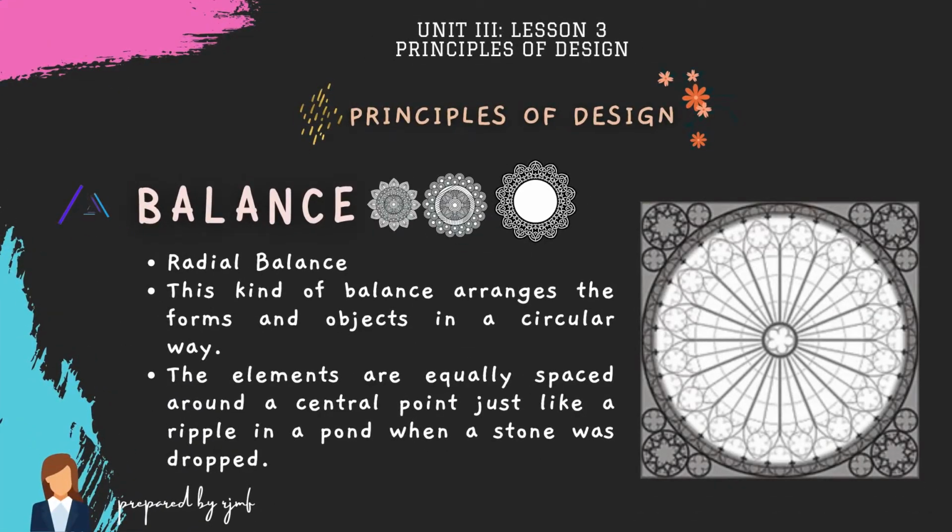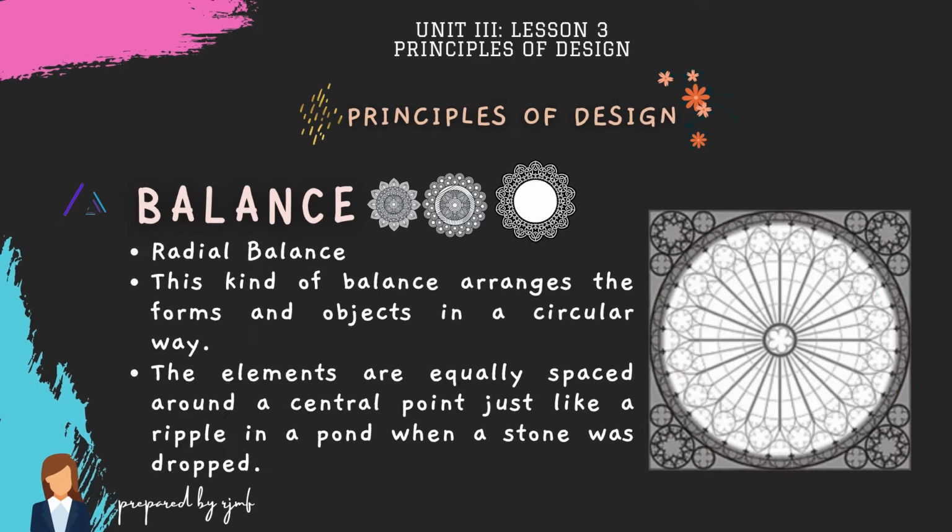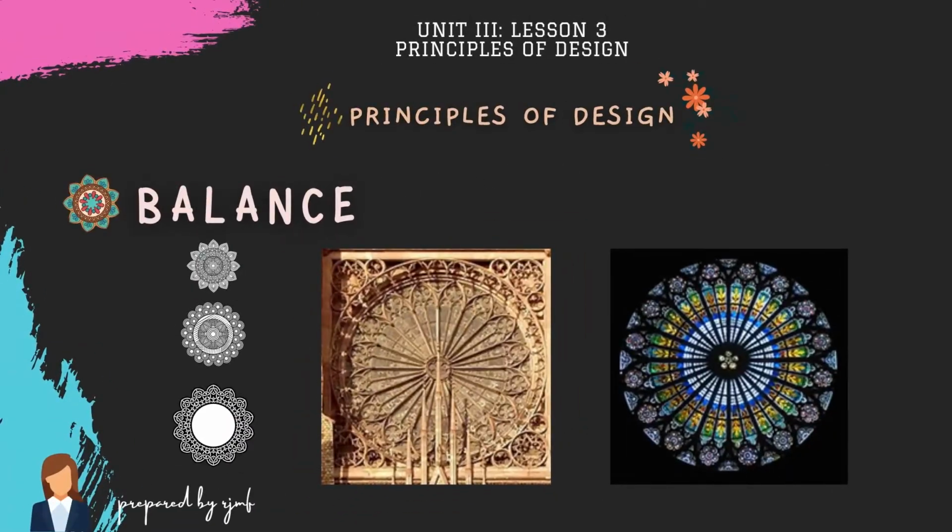Radial balance. This kind of balance arranges the forms and objects in a circular way. The elements are equally spaced around a central point, just like a ripple in a pond when a stone was dropped. An example of this are the rose windows, which are commonly found in the Gothic cathedrals and churches during the 17th century. Look at the following examples. Have you seen one of these in real life?